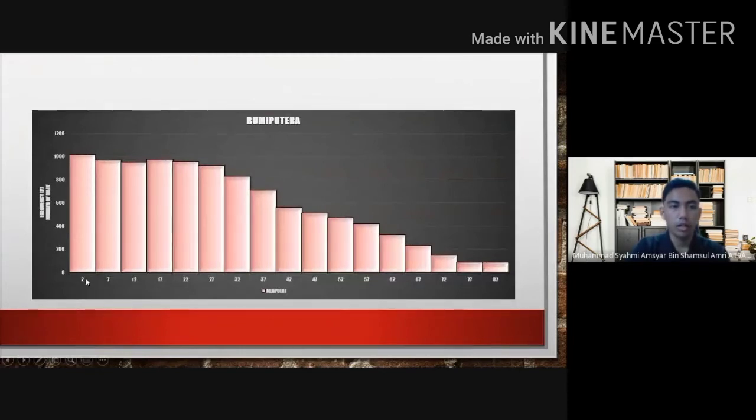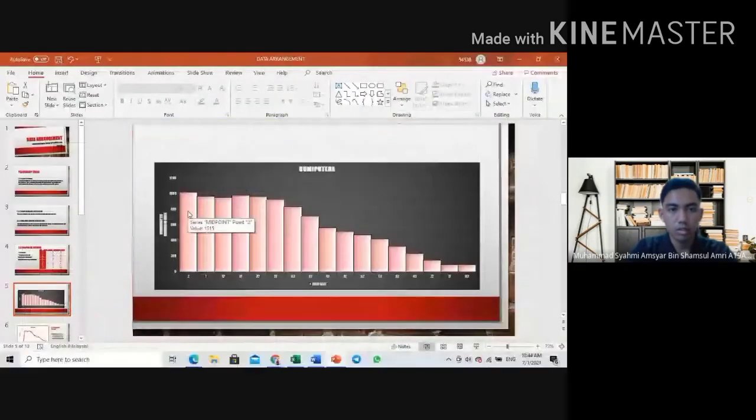So when we look here, this is the midpoint, which is age 2, 7, 12, 17 until 82. So here, the value, the most age we got in this graph shows number 2, so which is here we get 0.2.